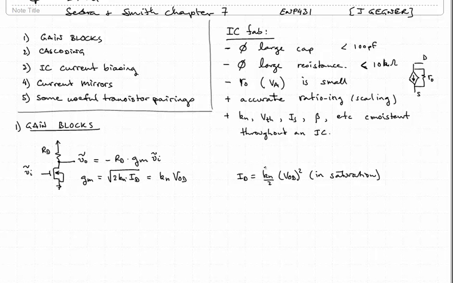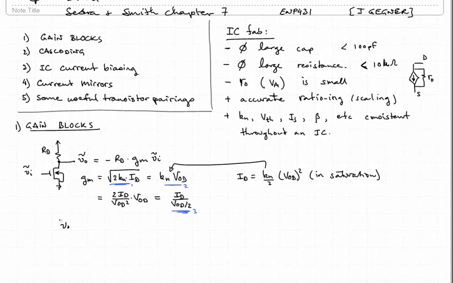Okay, then we can take this Kn, plug it in there, and we can write that gm is equal to 2ID over VOD squared times VOD, and this leads to ID over VOD over 2. So we have this alternate expression here. We really have 3 expressions for gm. And we want to look more closely at this last one.